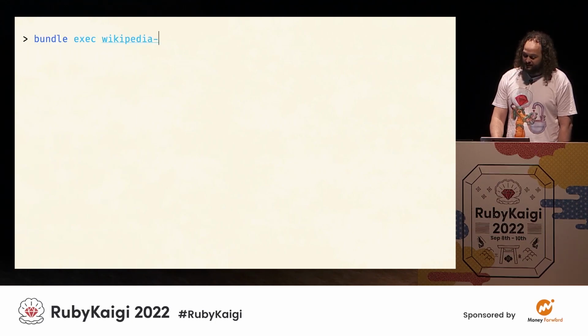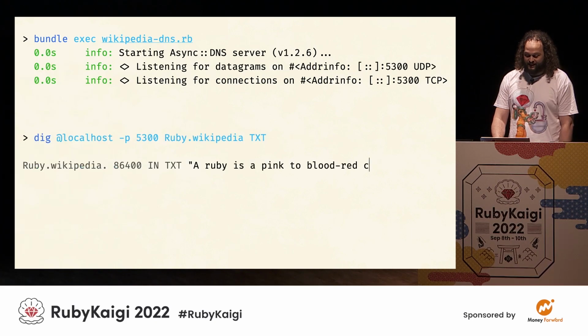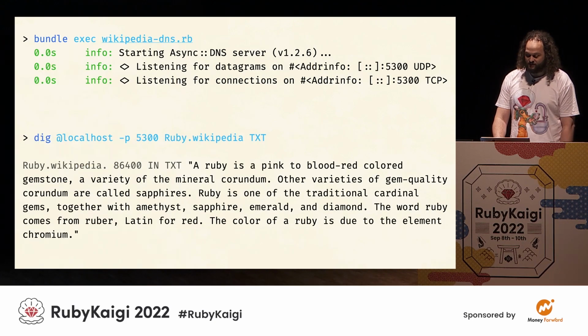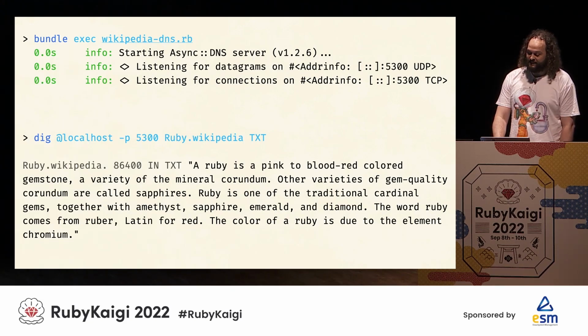It was also around this time I built a Wikipedia DNS server that would fetch Wikipedia summaries and return them as DNS text records. To get the summary from Wikipedia, you need to perform an HTTP GET request. I tried several different HTTP clients to access Wikipedia from within Event Machine, but they all caused unexpected blocking that prevented the DNS server from handling more than one request at a time.